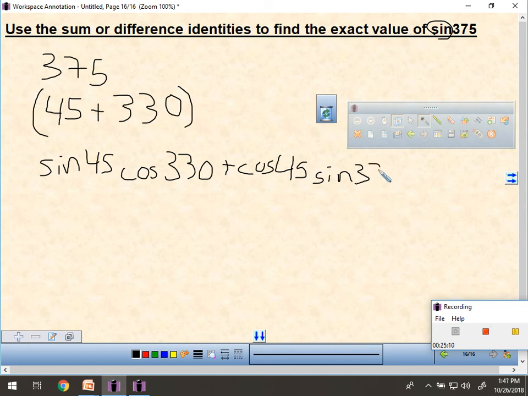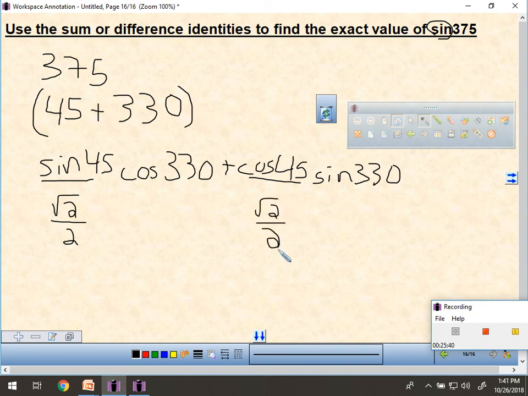So then that would be that right there. And we know that with a 45-degree angle, my sides are the same. So I know that both of these 45s are going to be radical 2 over 2. So this one and this one are both radical 2 over 2, and this one is also going to be radical 2 over 2.